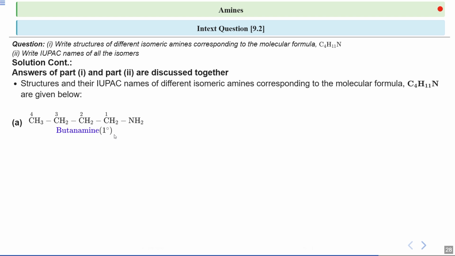It is a primary amine because this nitrogen is bonded to 2 hydrogen and 1 carbon. So this is butanamine and a primary amine.